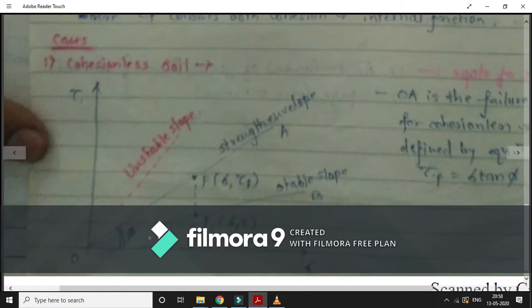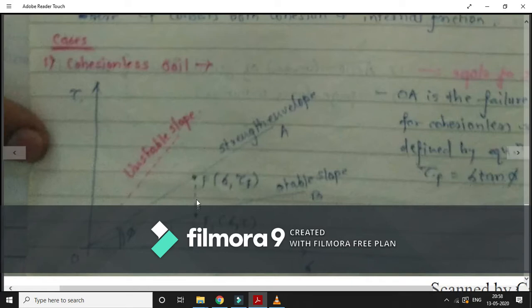Let's suppose this is the slope surface and this is the strength. Now I am going to apply some stress over here. So this is the stress line and this is the shear stress line. So this is the stress developed, the sigma, whatever the stress is developed due to self weight is here.